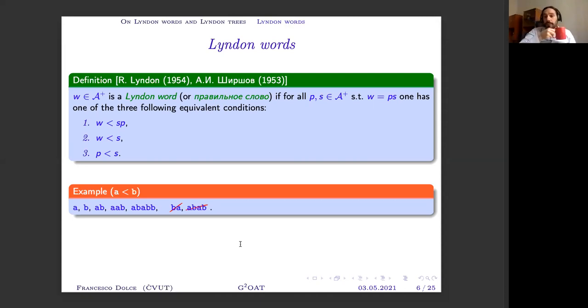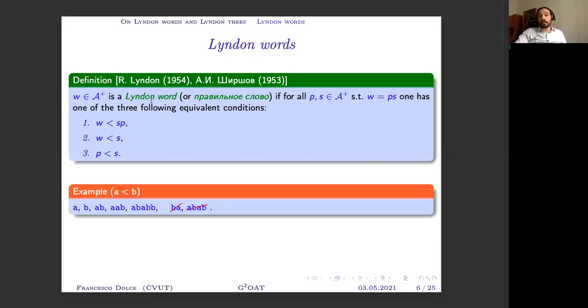So a word is a Lyndon word if, informally, it's the strictly smallest element of its conjugacy class. So you take all the possible words in the conjugacy class, and then you pick the smallest one using the lexicographic order. Some equivalent conditions actually allow you not to compare all the possible words in the conjugacy class, but just, for instance, to study the suffixes and the prefixes.